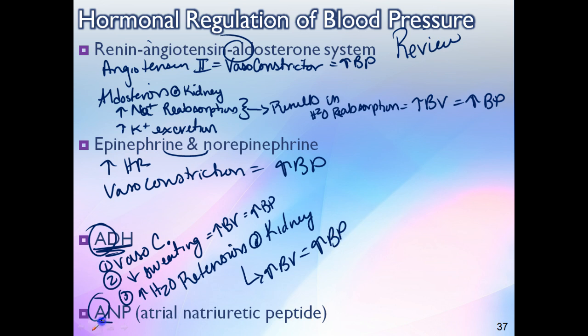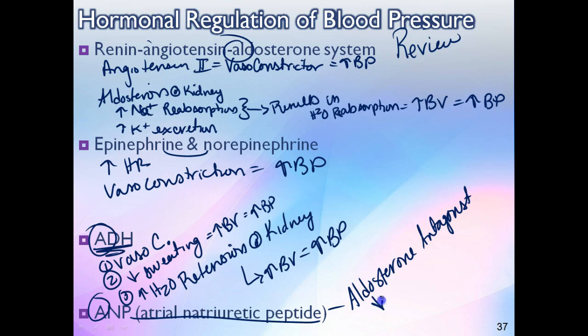Finally, we have atrial natriuretic peptide. This guy, of course, is an anti-aldosterone, which means it's going to do the opposite. It's going to decrease sodium reabsorption, decrease potassium excretion. Now, because it's decreasing sodium reabsorption, it decreases water retention, which will decrease blood volume and decrease blood pressure.